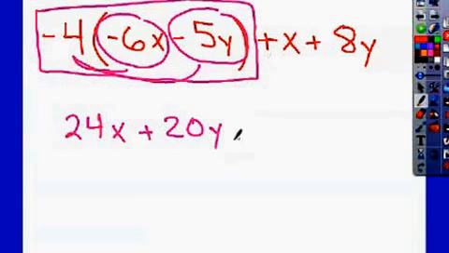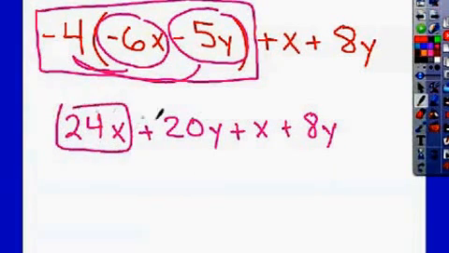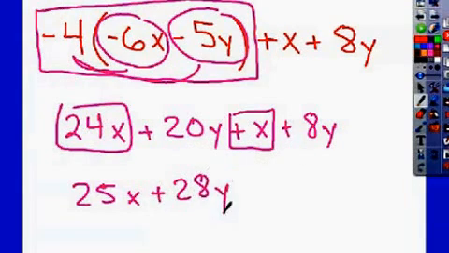Then I just bring this down. I've got plus x and then plus 8y, and now I can start combining together. We got a 24x and an x, which is going to be 25x, and then I've got a 20y and an 8y, which is just going to be 28y.